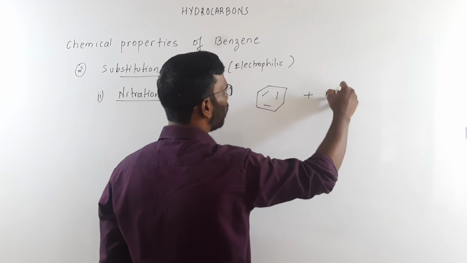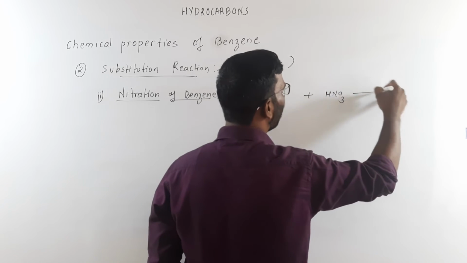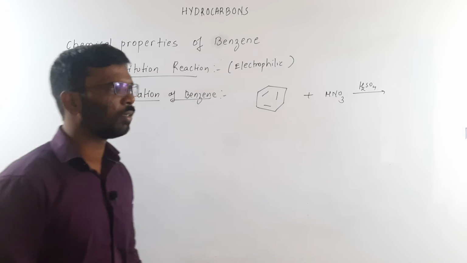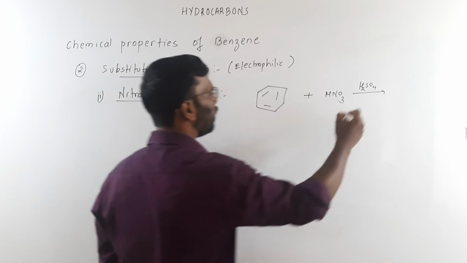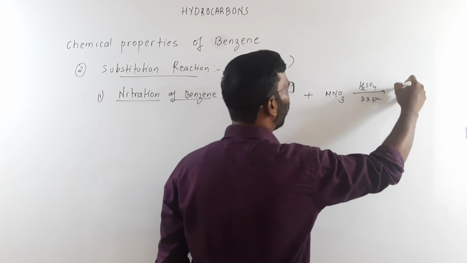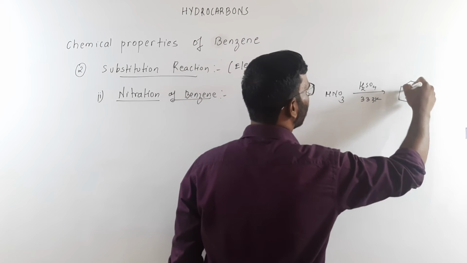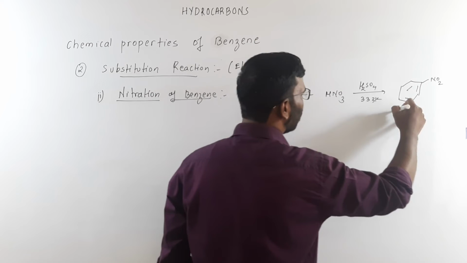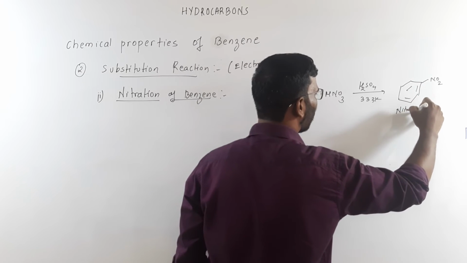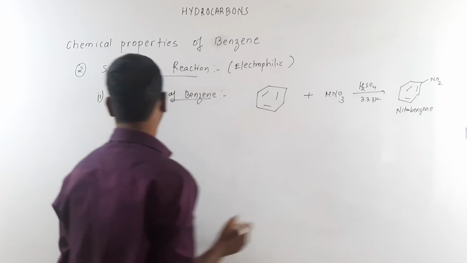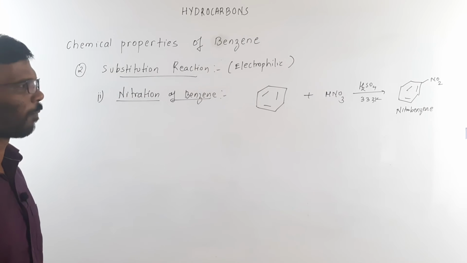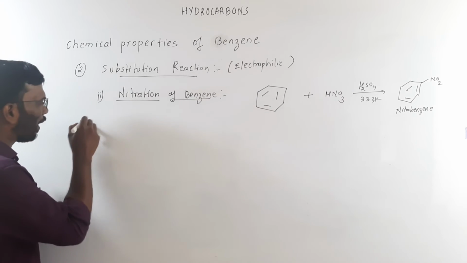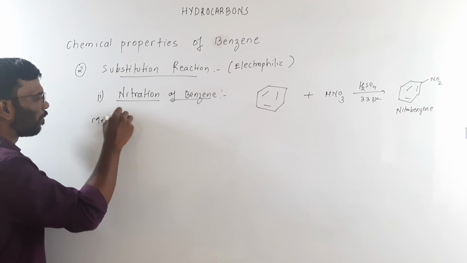So HNO3 is a very good source of NO2 in the presence of acid. It will be written as H2SO4 or sometimes just H plus. And this is 333 Kelvin. What you are going to get is a group this way, NO2. This is nitrobenzene. This is the nitration reaction. Now, how is the electrophile being generated over here? So I will start the mechanism.